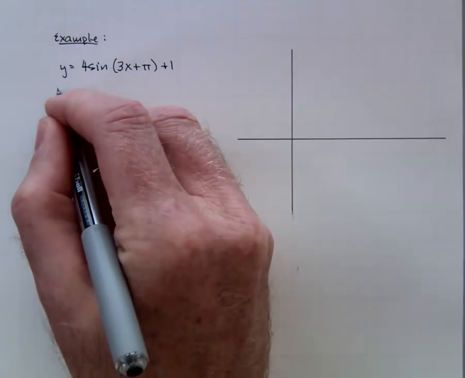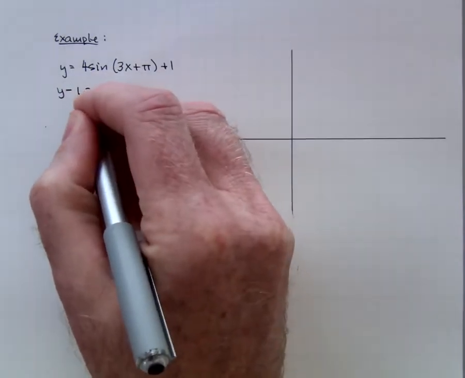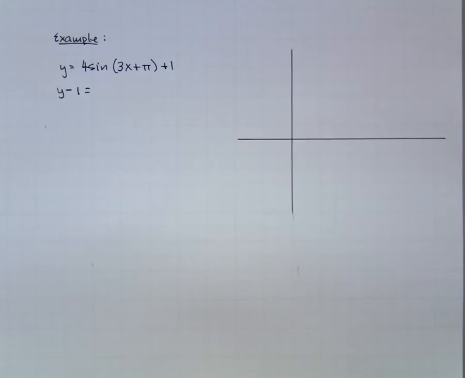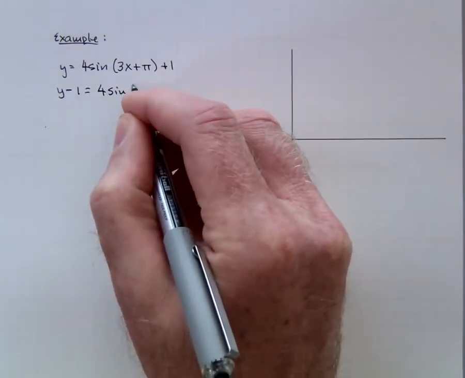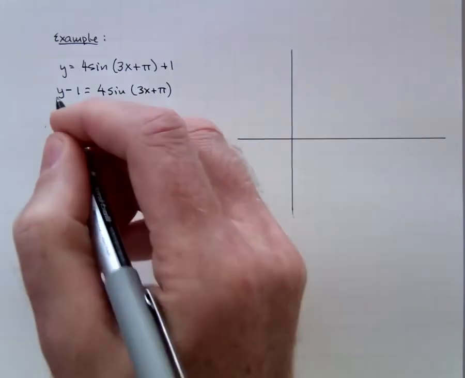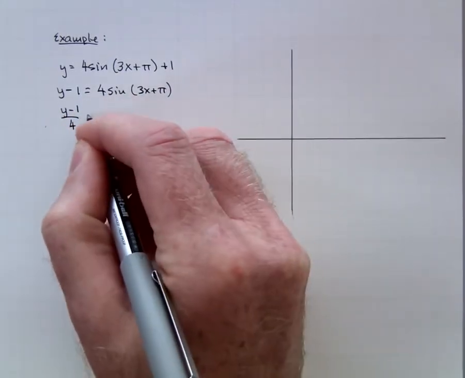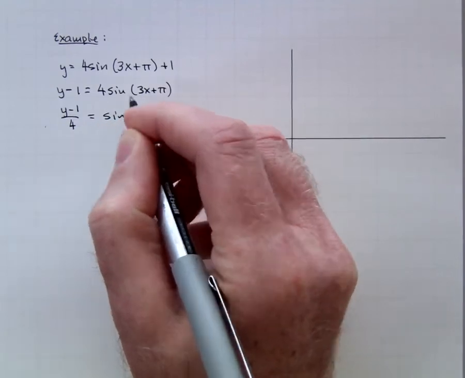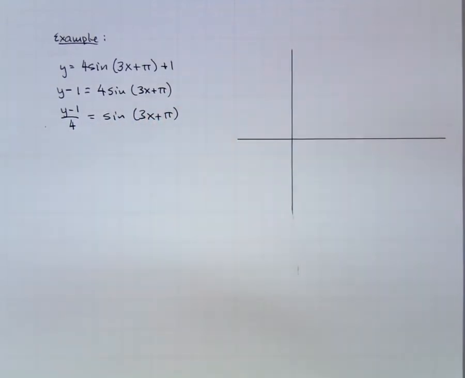The first thing we'll want to do is some algebraic rearrangement so that we can see the changes to y as being associated with y, and then we'll look at the changes with x. So we can subtract 1 from both sides, giving us y minus 1 equal to 4 sine of 3x plus pi. And we can then divide by 4, leaving us (y minus 1) over 4 on the left, and on the right the sine of 3x plus pi.